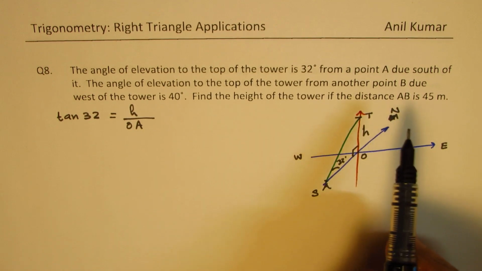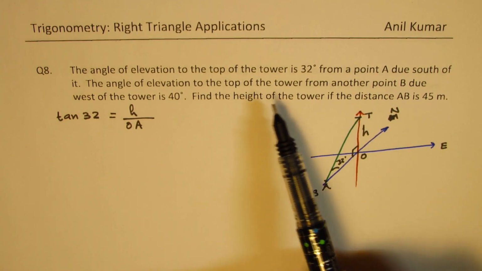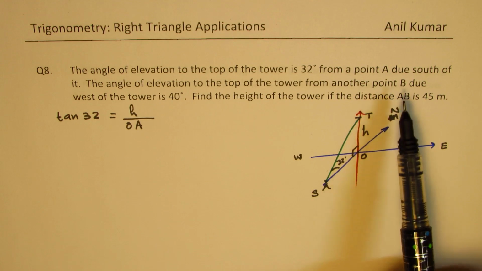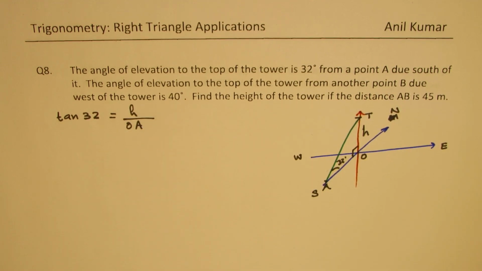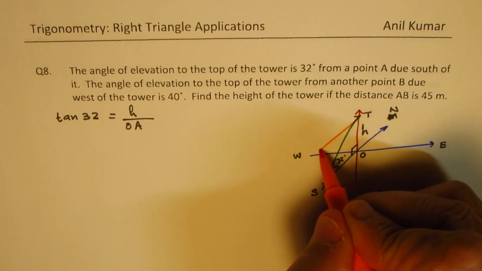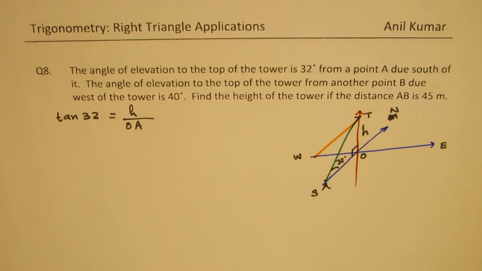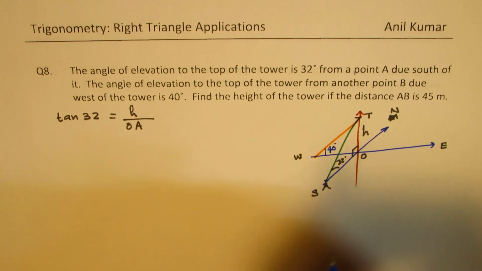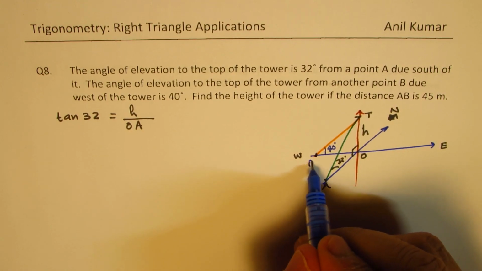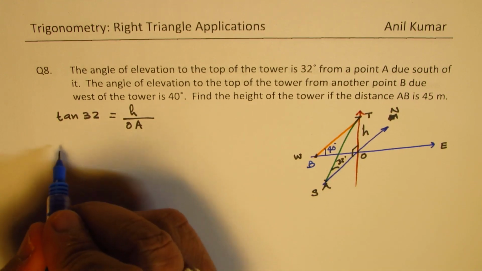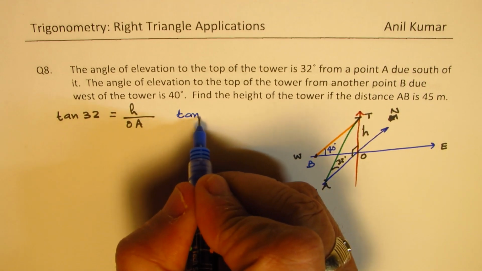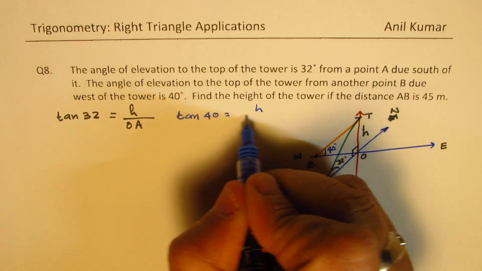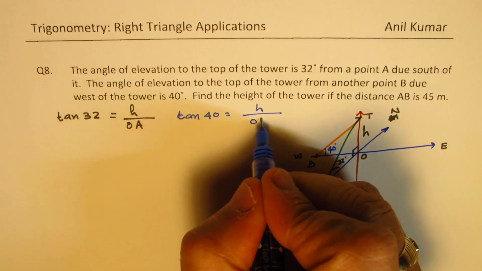Now, it says that the angle of elevation to the top of the tower from another point B due west of the tower is 40 degrees. So on the other side, due west, let's say that is the case, right? And this is 40 degrees. Let's call this point B, right? So we have tan of 40 degrees is h over OB.